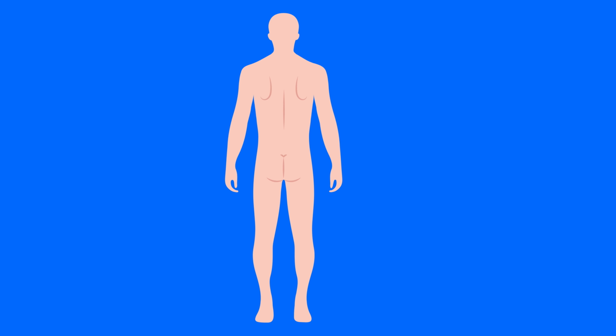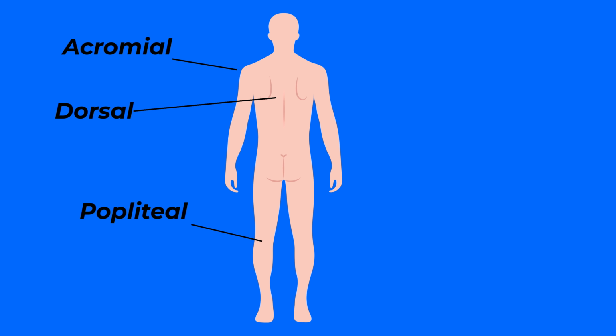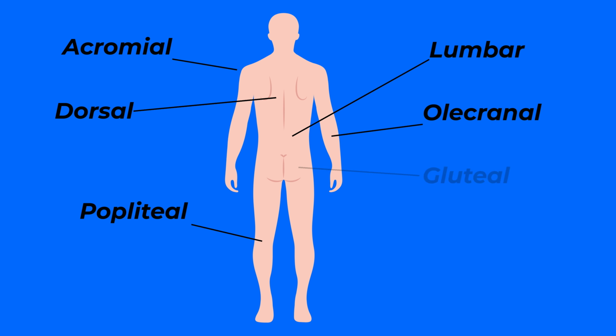Flipping over to the back side, we have acromial, referring to the shoulder, dorsal towards the upper back, popliteal behind the knee, lumbar, lower back, olecranial, the backside of the elbow, and gluteal for the butt.